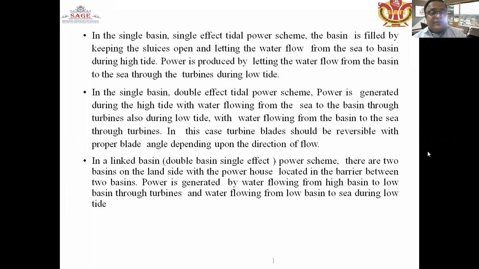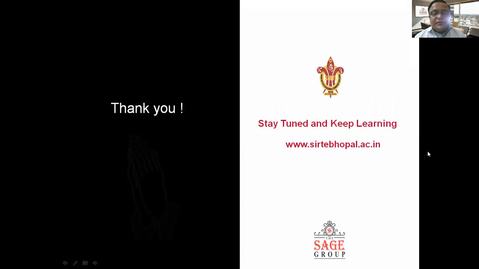In the linked basin, double basin power scheme, there are two basins on the land side with the powerhouse located in the barrier between the two basins. So this is today's lecture. We discussed today another form of renewable energy.